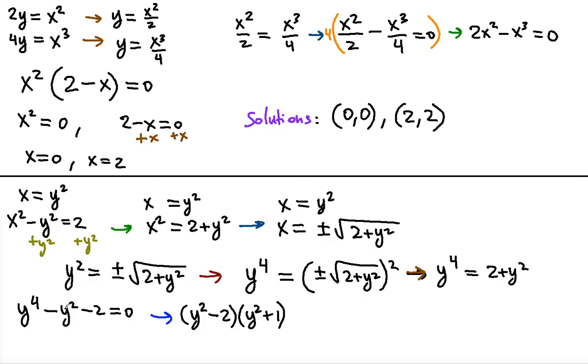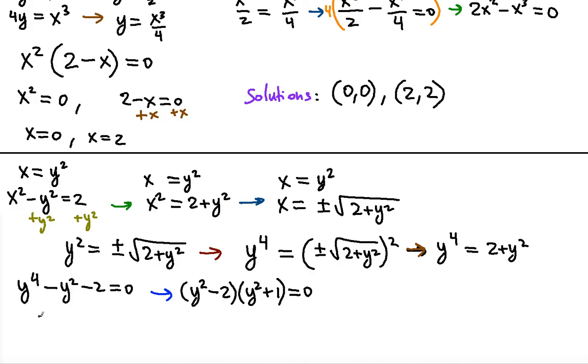Now, notice that we can set each of these factors to 0, respectively, right? So let's do that. So y squared minus 2 is equal to 0, in which case if you add 2 on both sides, y squared will be equal to 2. If you square root both sides, you will get y is equal to plus minus radical 2. Okay, so 2 solutions that will be possible with this.